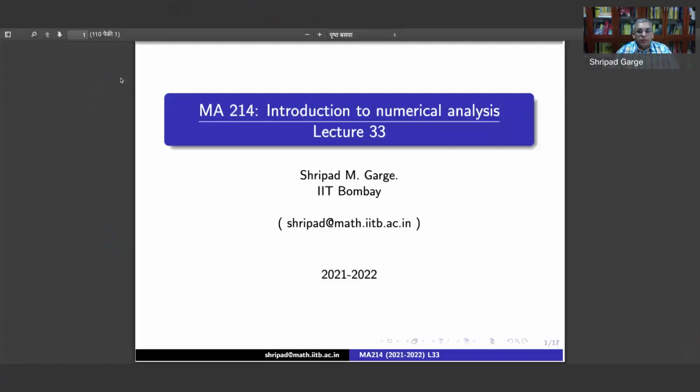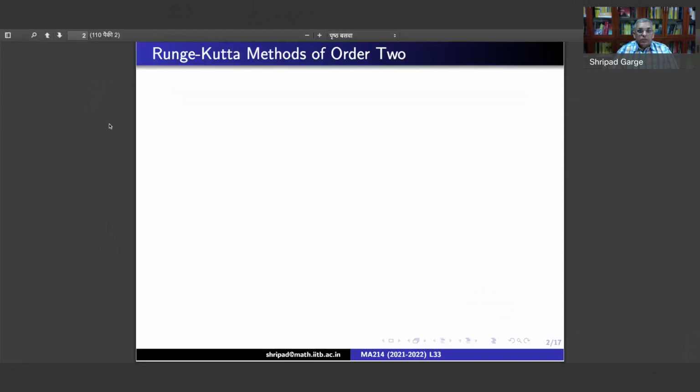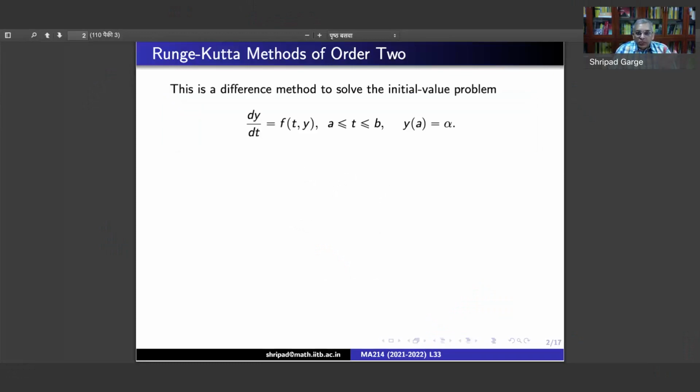Okay, I hope that you are now able to see them, right? So let's recall quickly the Runge-Kutta method of order 2. There are more than one, but we are looking at the first one that we studied in the last lecture. As usual, we have the initial value problem, dy by dt equal to f(t, y), a ≤ t ≤ b, y(a) = alpha.